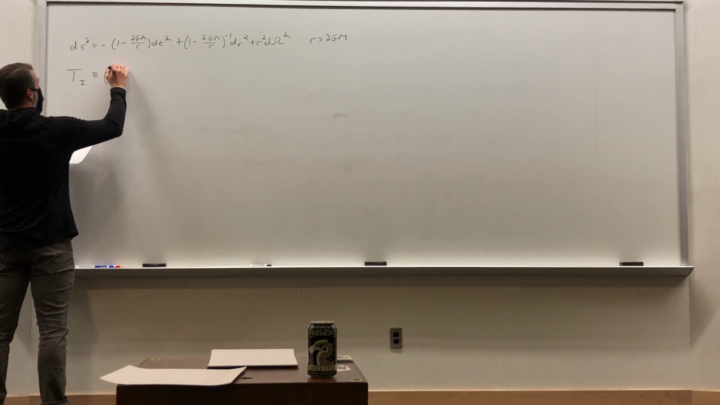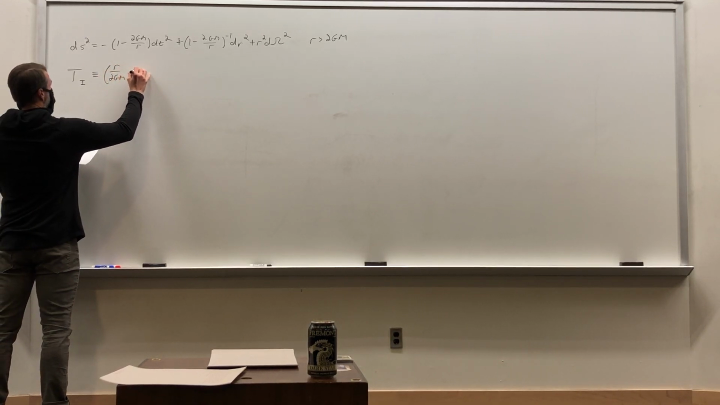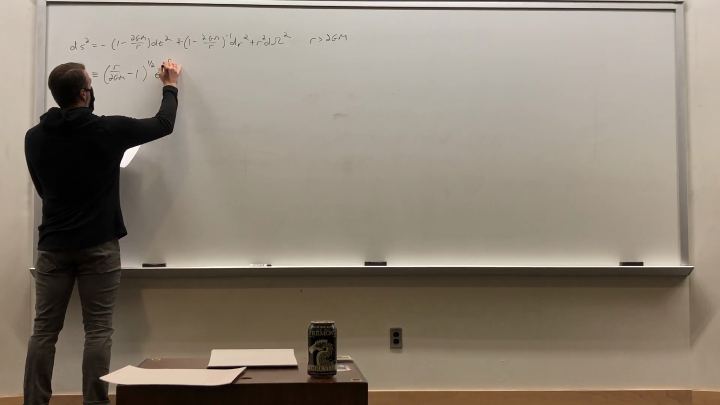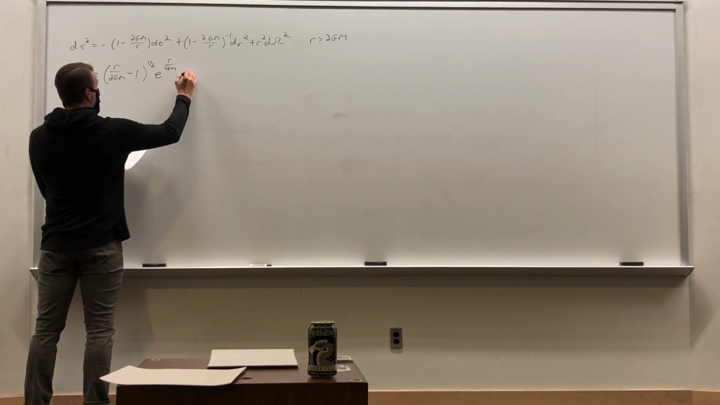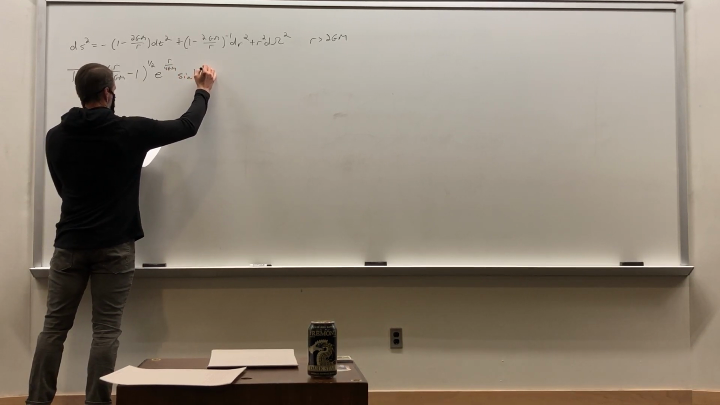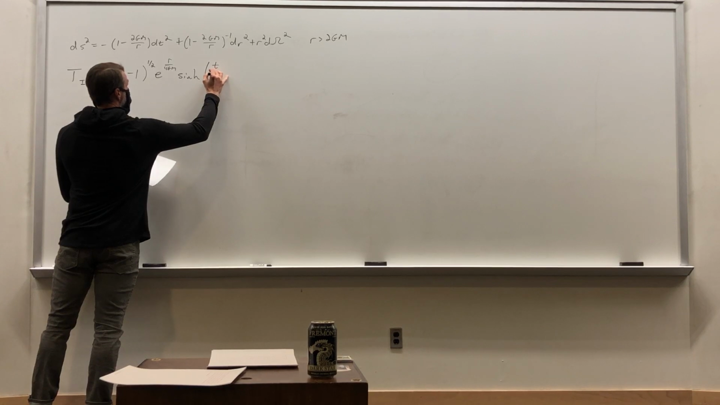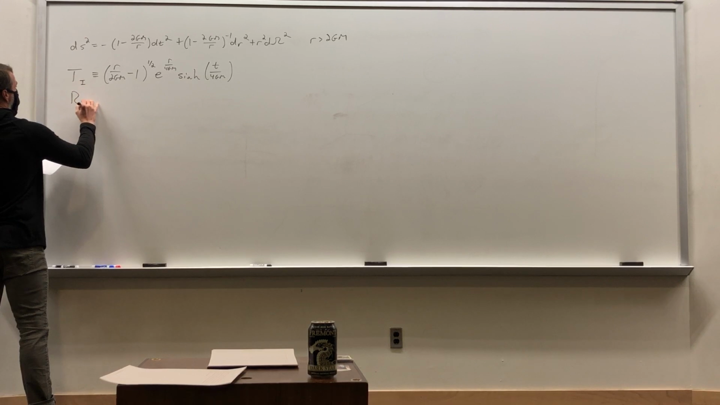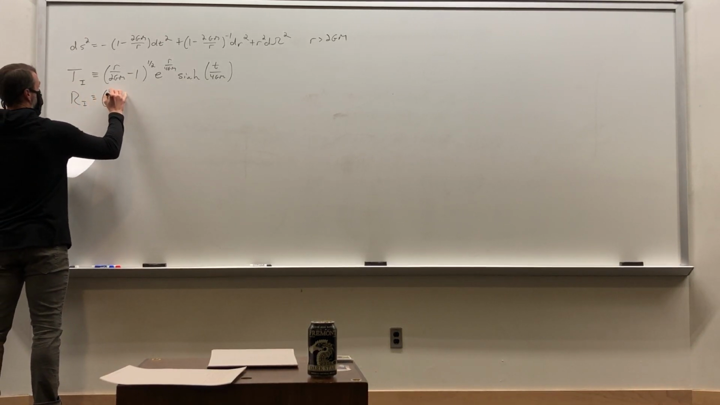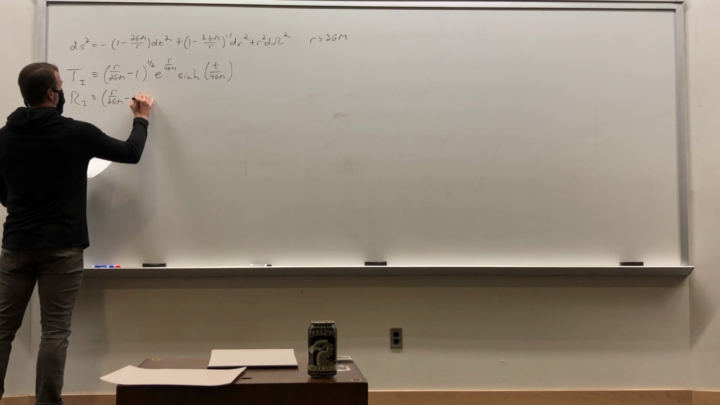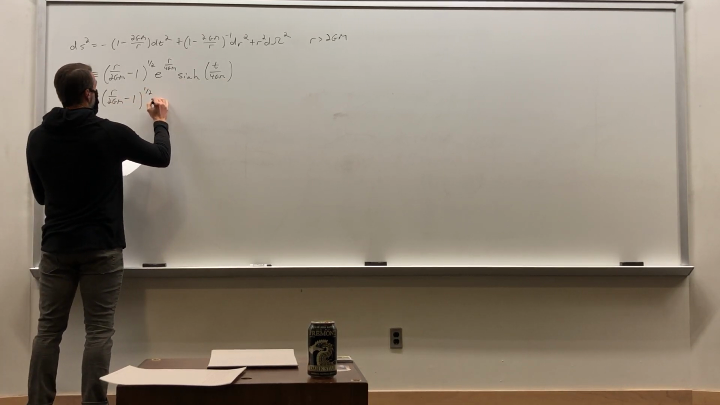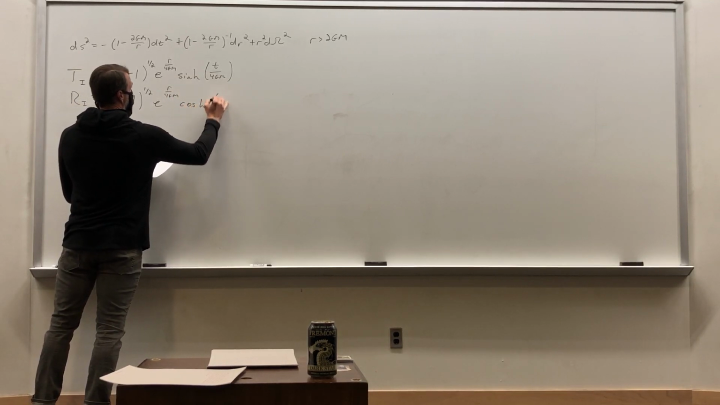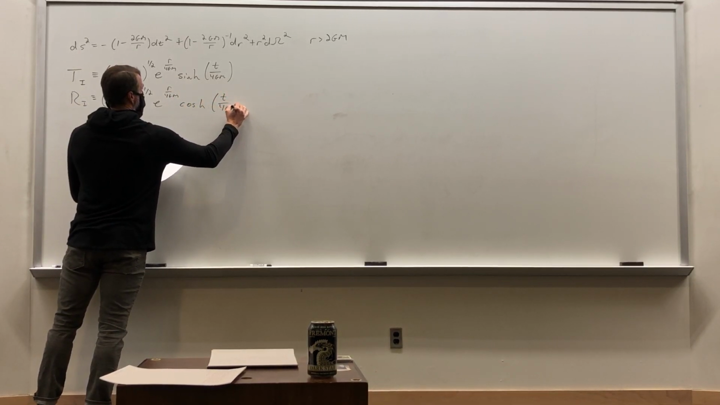T1 is going to be (r over 2GM minus 1) to the 1/2 times e to the r over 4GM times the sinh of t over 4GM. And R1 is defined as, once again, (r over 2GM minus 1) to the 1/2 times e to the r over 4GM times cosh of t over 4GM. Good.